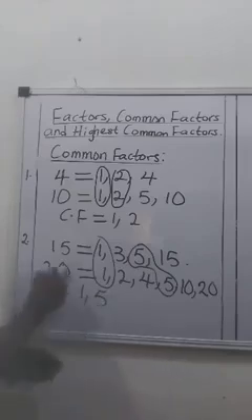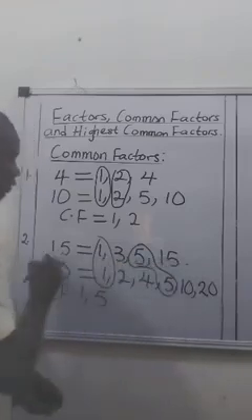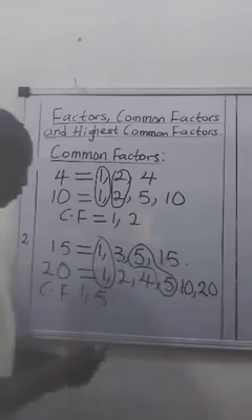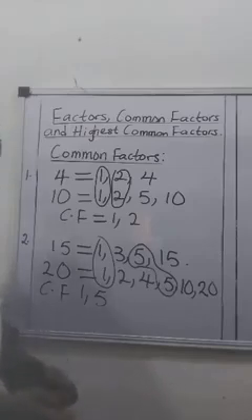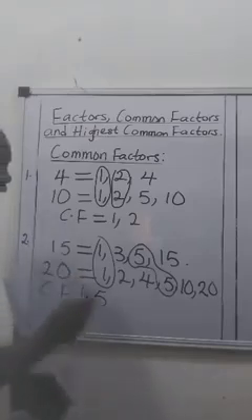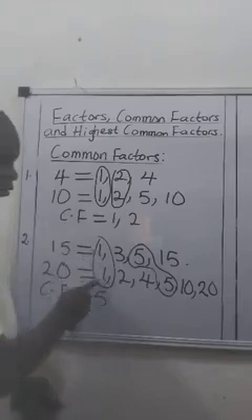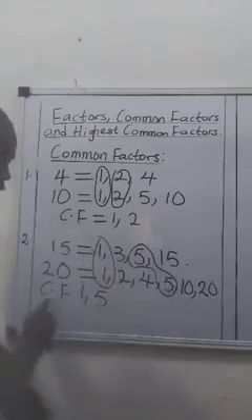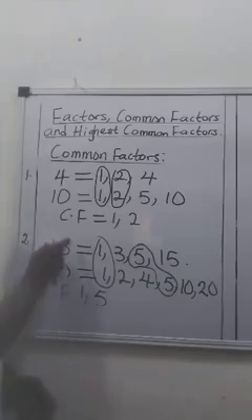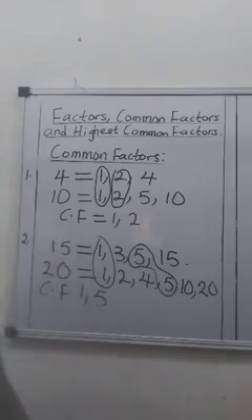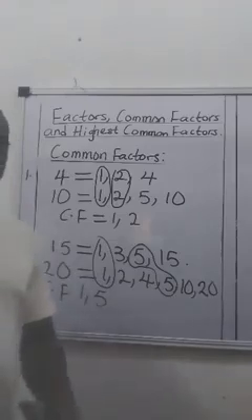So, amongst all the factors of 15 and all the factors of 20, the only numbers that are common to both of them are 1 and 5. So, the common factors of 15 and 20 are 1 and 5.